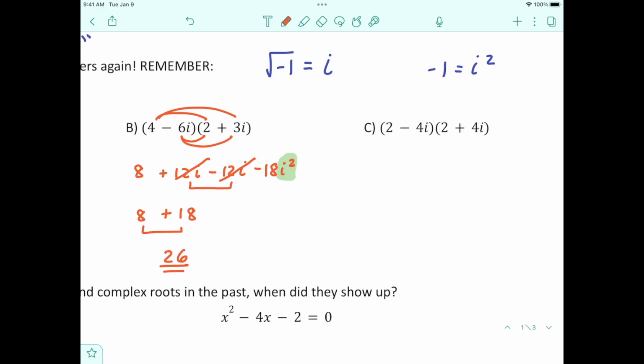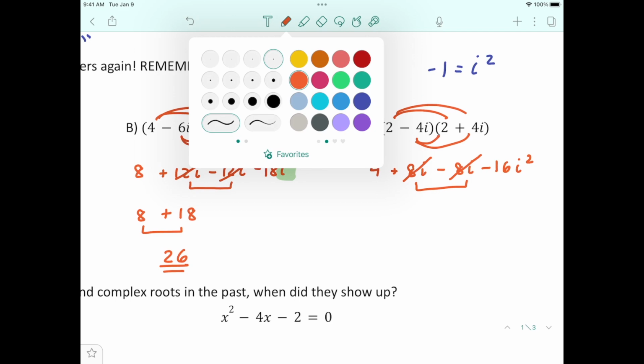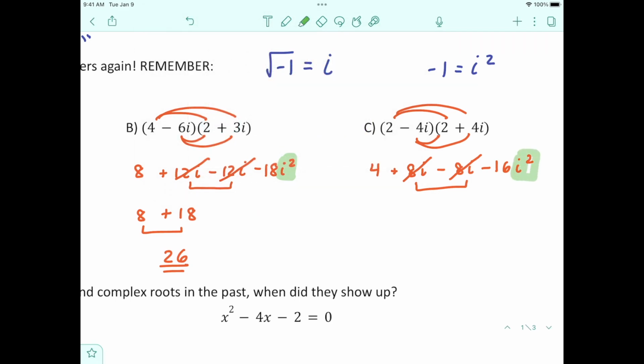All right, so on that last one, again, we're going to FOIL one more time. I get 4 plus 8i minus 8i minus 16i squared. Again, we have like terms here and they're opposites once again, so that imaginary component is going to go away. And then I need to deal with this i squared by making it -1. So I'm going to have 4 plus 16 to get 20 overall. So once again, a situation where I multiplied two complex numbers together and the product ended up being real. Very interesting.